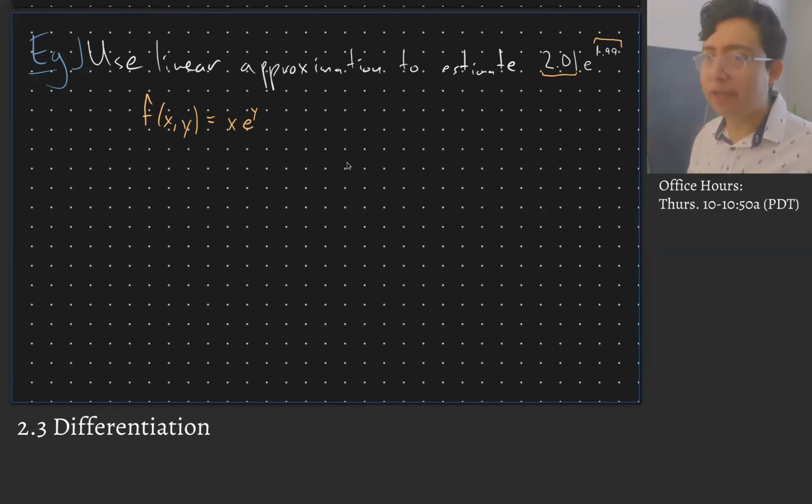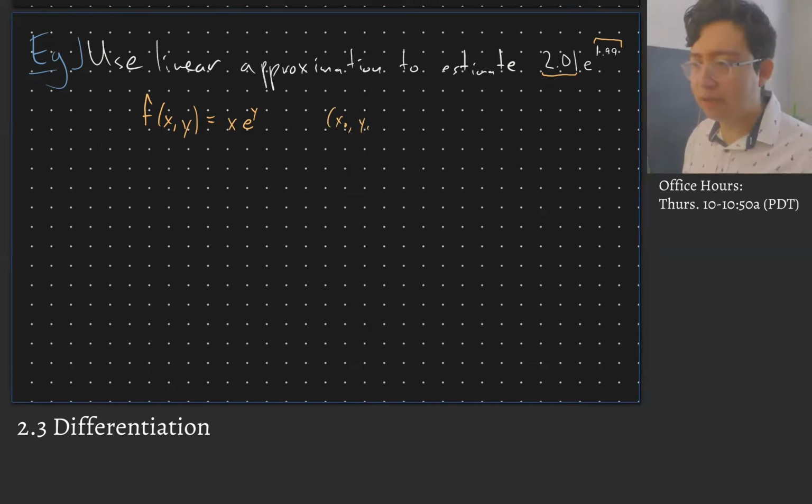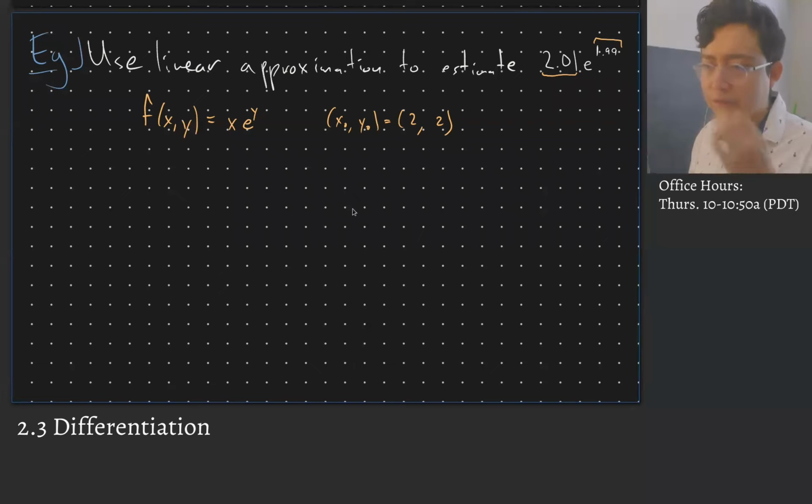And then the other thing we're going to do is let x naught comma y naught be the points that are close to this. Since x was the thing out front, this is going to be 2, 2. Again, if they were close to different numbers, then this would be whatever x is close to, and this would be whatever y is close to. So we're going to use this nice point to estimate this less nice point here.